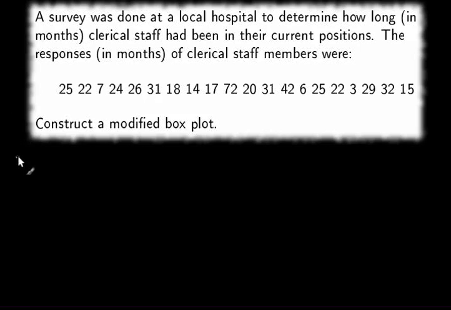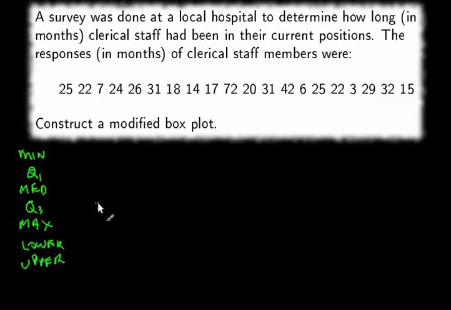A box plot includes information about the data, including the minimum value of the data, the first quartile, the median, the third quartile, and the maximum. A modified box plot potentially includes also a lower fence and an upper fence.